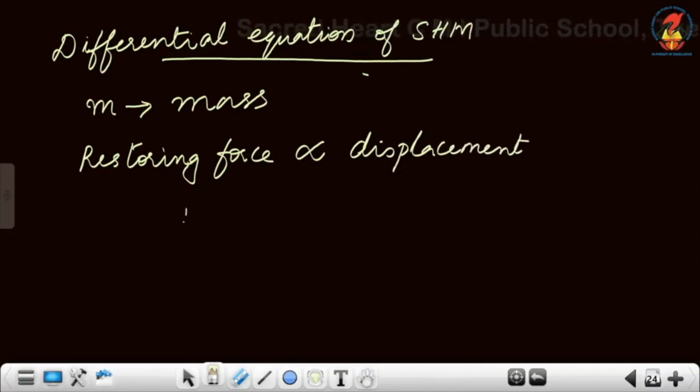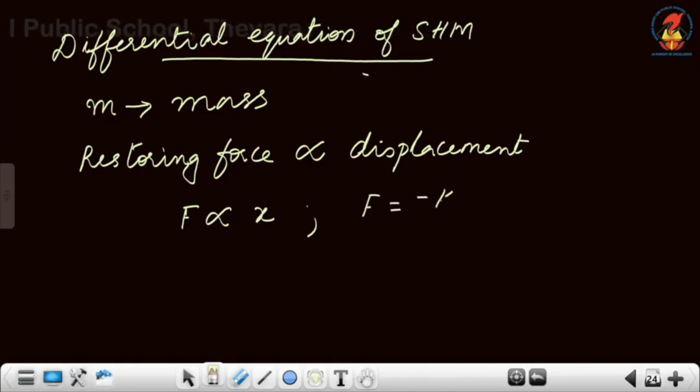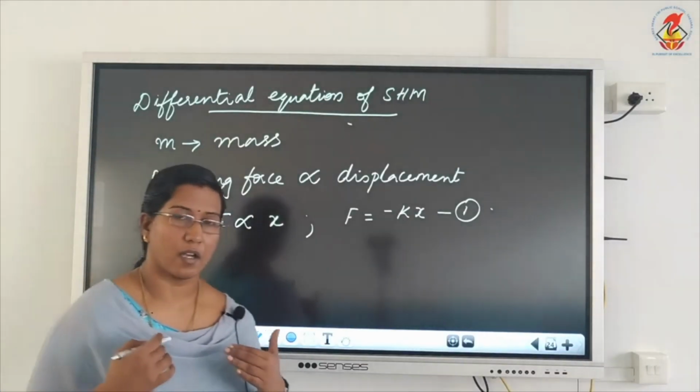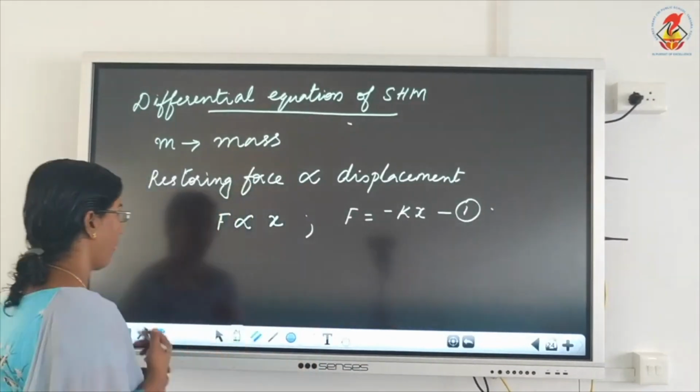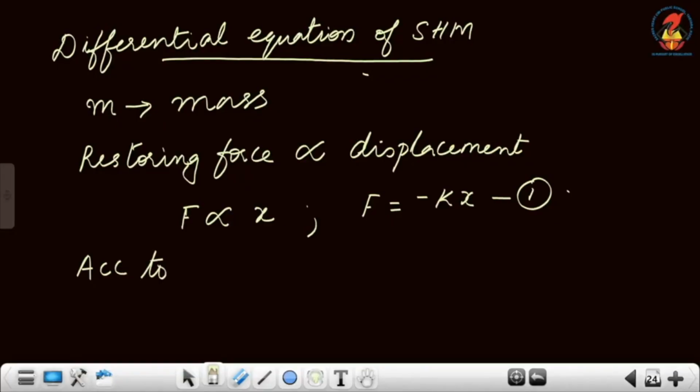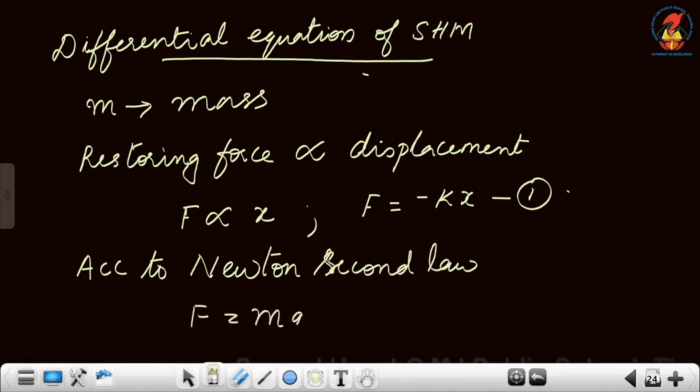of the particle. So, we can write F proportional to x, or changing the proportionality sign by introducing the constant, F is equal to minus kx. This is equation 1. Now, according to Newton's second law of motion, we know F is equal to ma.